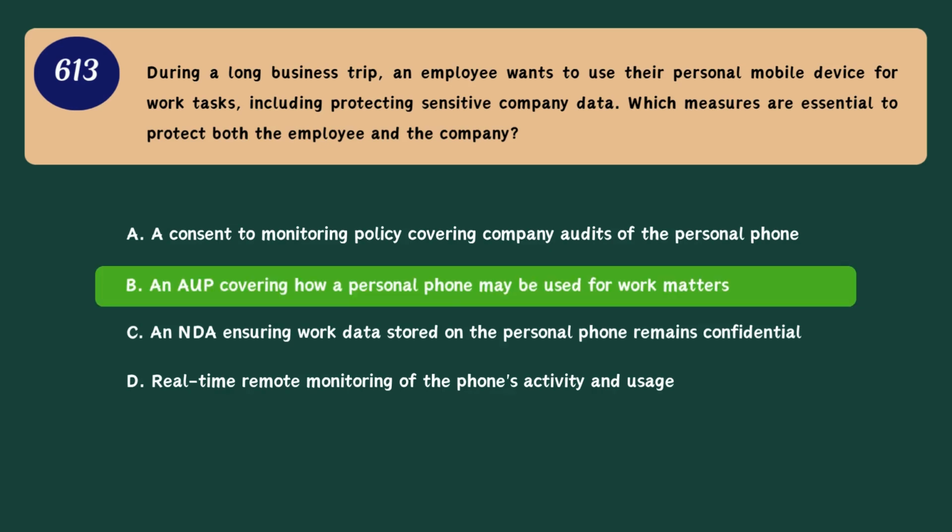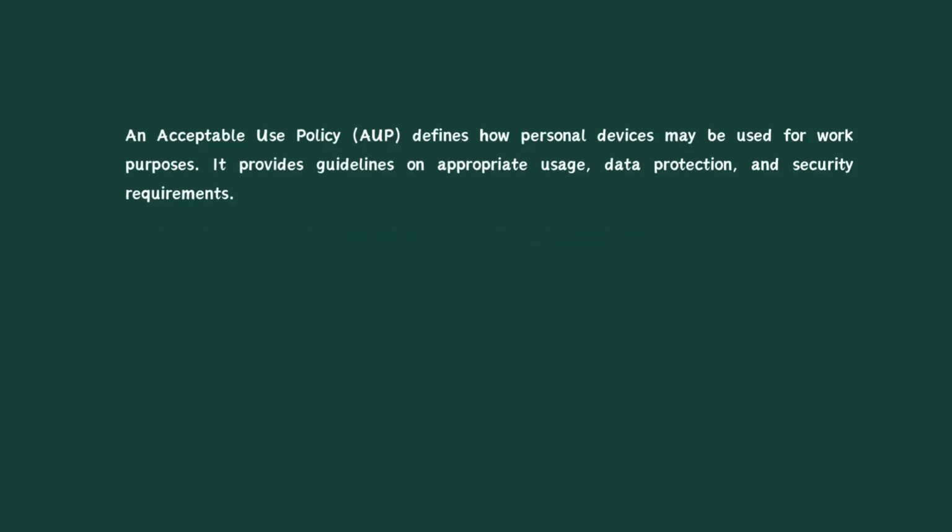Correct answer: B. An AUP covering how a personal phone may be used for work matters. An acceptable use policy defines how personal devices may be used for work purposes. It provides guidelines on appropriate usage, data protection, and security requirements.